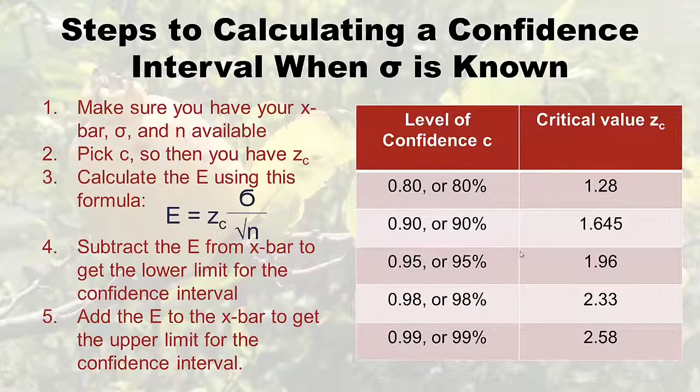Then once you get that E, that margin of error, you have to get the lower and upper limits for your interval. To get the lower limit, you subtract E from your X bar. That's going to force X bar to be in the middle, because step 5 is you add E to your X bar to get the upper limit. So I'm going to walk you through these steps with an example, but that's all you have to do. It's almost like the theory was harder than actually doing it.